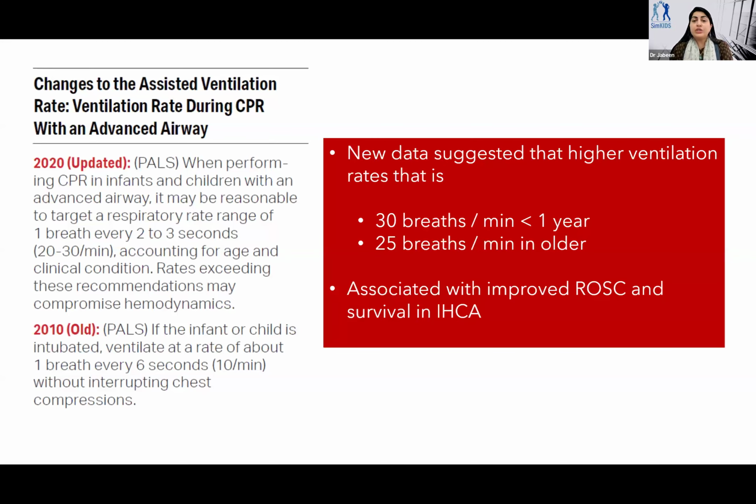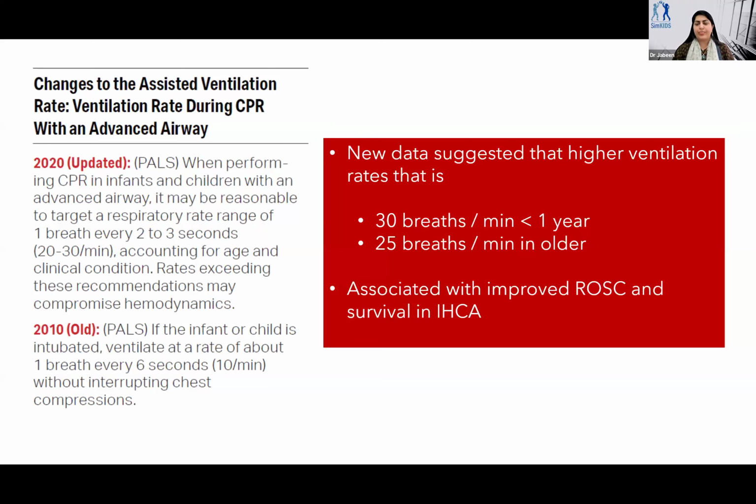So why? Because new data has suggested that a higher ventilation rate, that is 30 breaths per minute in less than 1 year and 25 breaths per minute in older children, is associated with improved return of spontaneous circulation and survival in in-hospital cardiac arrest. So now it does not matter whether you are giving a rescue breath or you have intubated the patient. Your rate of giving ventilation will remain the same. That is one breath every 2 to 3 seconds. That will make it 20 to 30 breaths per minute because it is associated with improved return of spontaneous circulation and survival.